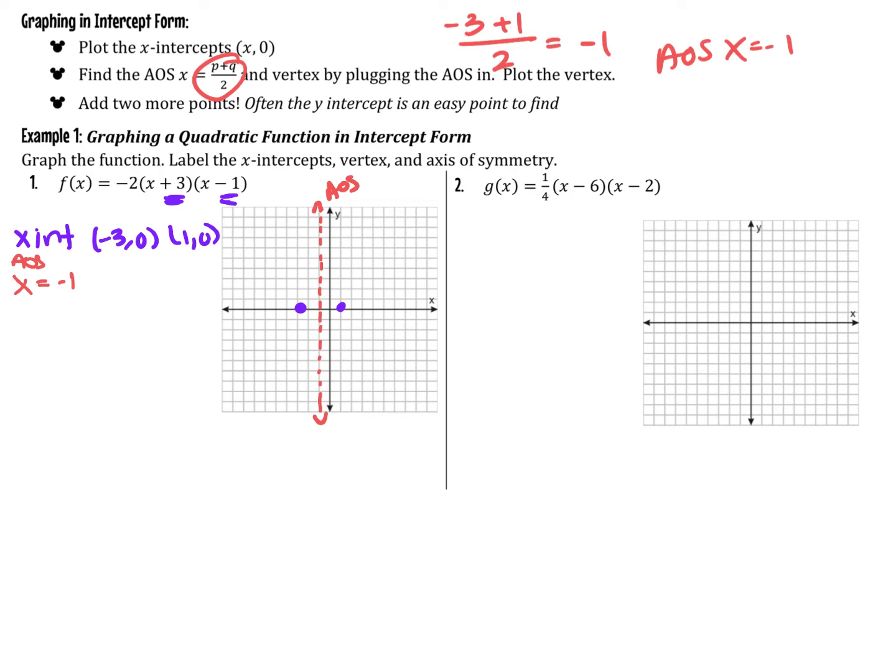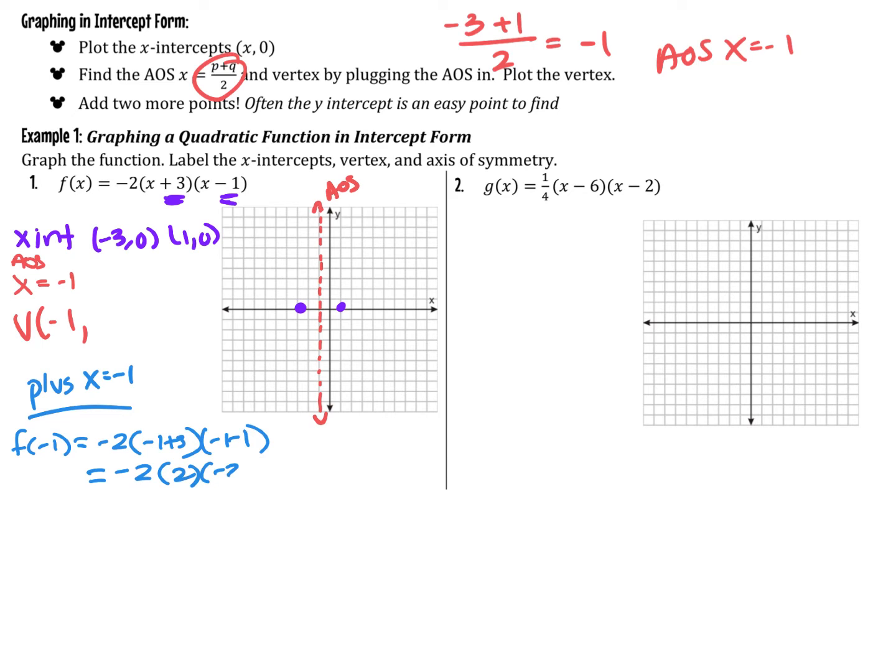Now, to find the vertex, I need to plug in -1 and figure out what I get. So plug x equals -1 in. When I do that, f of -1 is going to be -2 times -1 plus 3 times -1 minus 1. This is going to be -2 times 2 times -2. So this is going to be +8. So our vertex is the point -1, 8. So let's go ahead and graph that. That's going to be right here.